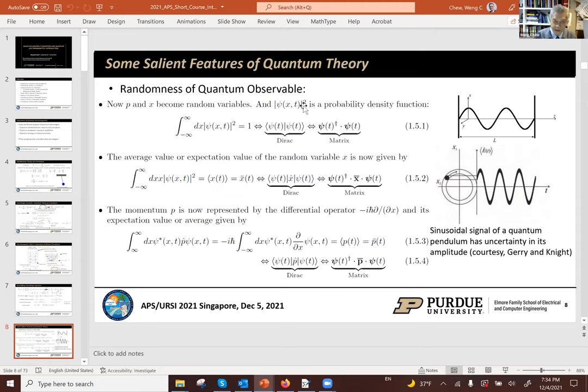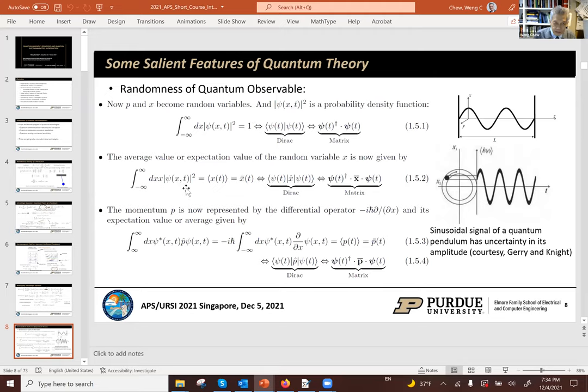equation. So since this is a probability density function, it should be normalizable. It should be normalized to one. And you can write this normalization condition using the Dirac notation, which is the inner product between two vectors. As we said before, psi is treated as a vector. And if you write it in linear algebra notation and think of this as a vector, then it says that the inner product between two vectors, with the complex conjugation taken on one of them, should normalize to one.